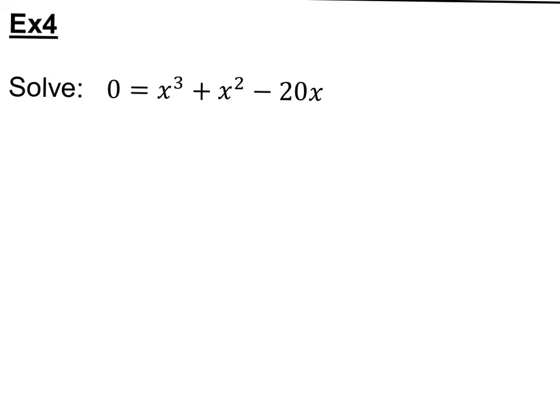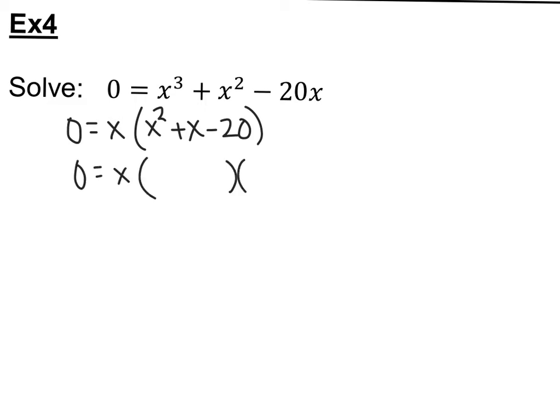Okay, example 4, first step in solving this equation, we need to factor completely. So is it in standard form? Yes. Can I take out a greatest common factor? Yes, I can take out an x, so I'm left with x times the quantity x squared plus x minus 20. Now inside the parentheses, we're going to have a double bubble, meaning I'm going to have two pairs of parentheses, and I'm looking for two numbers that multiply to get -20 and add to get 1.